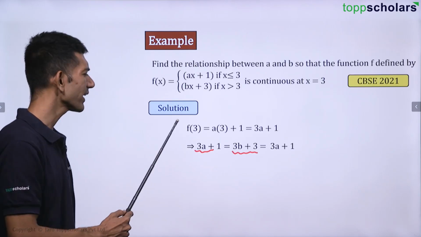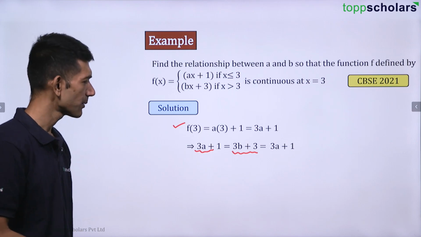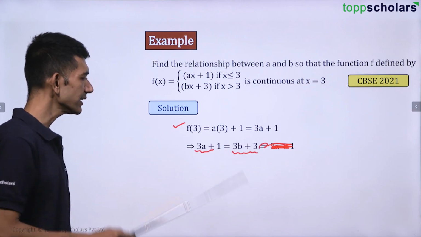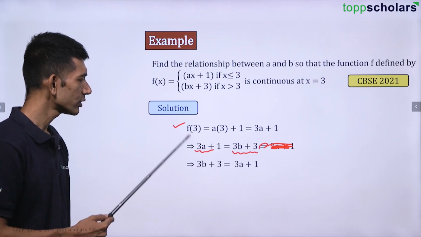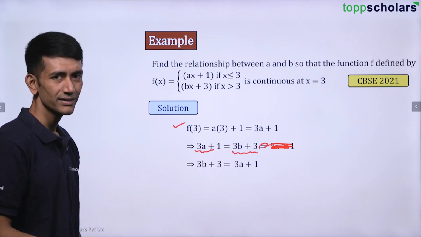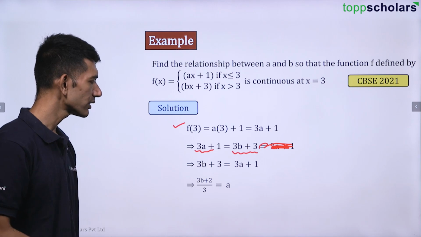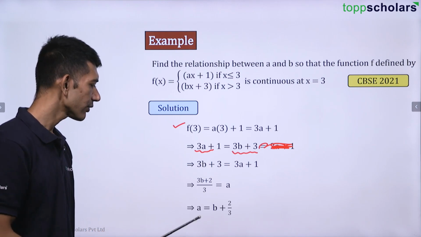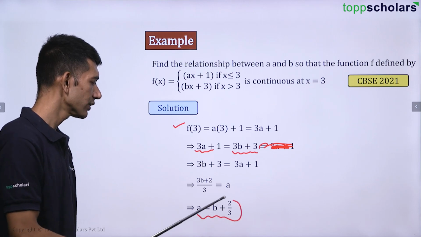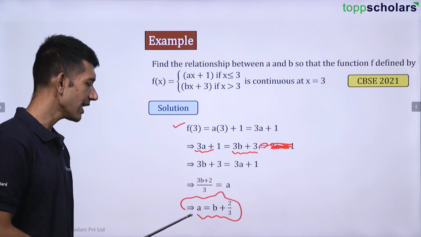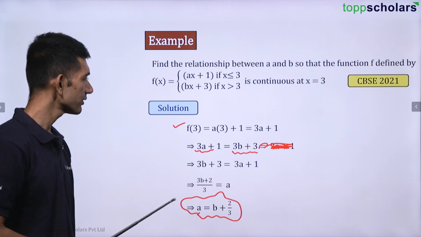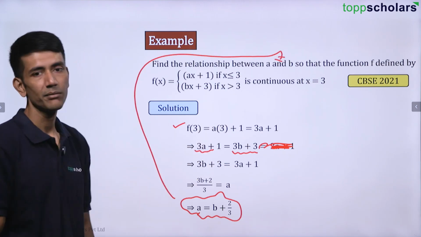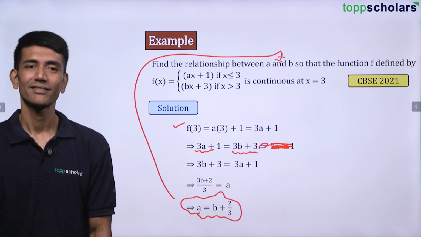So can I say we can find out f of 3, same thing, doesn't matter. Now equate these two, ignore this, just equate these two. So 3b plus 3 is equal to 3a plus 1, same thing. Transpose the terms, a will be equal to (3b plus 2) by 3, and then finally a is equal to b plus 2 by 3. So this equation is nothing but the relation. That's it. So this is the relationship between a and b. I hope this part is clear to all of you.